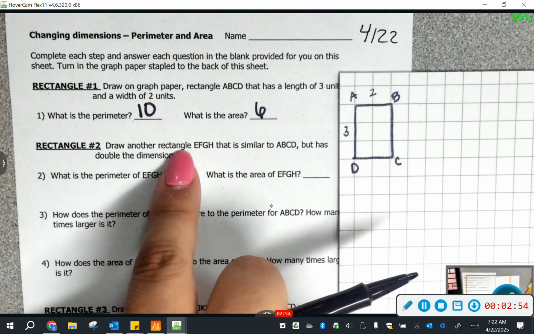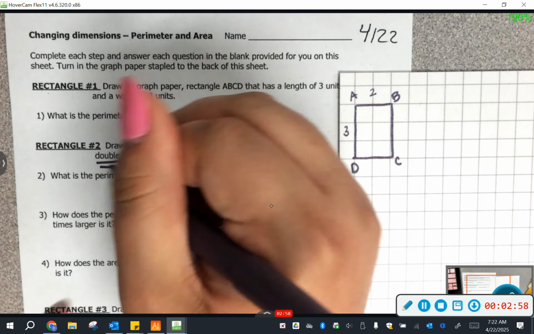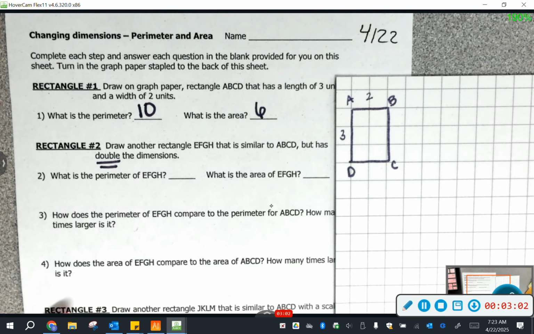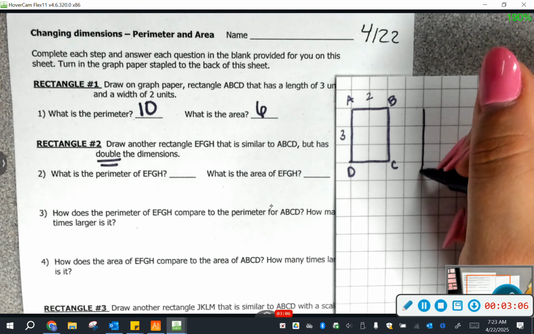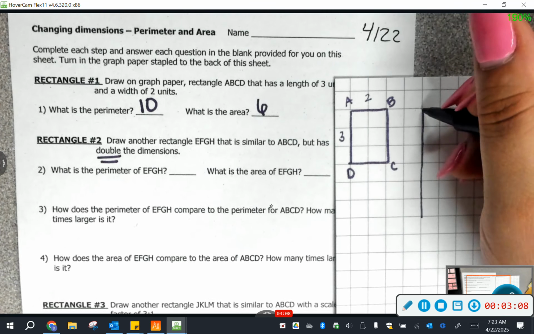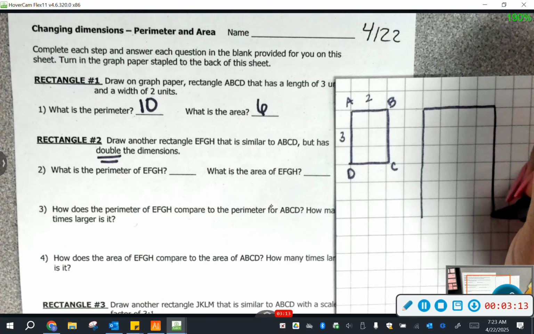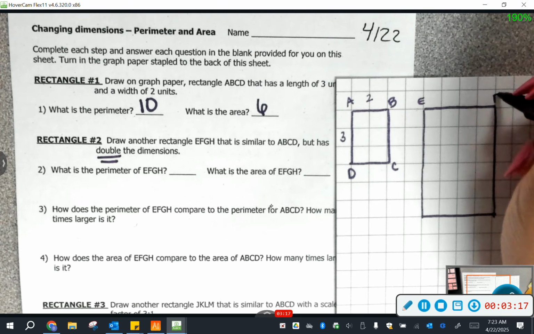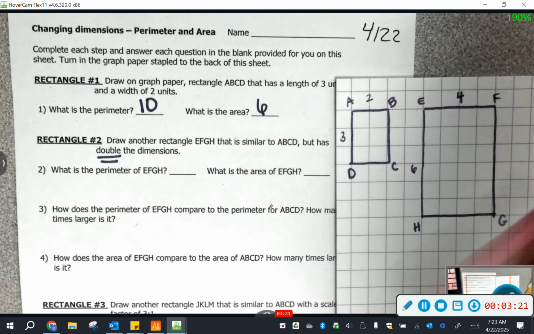Rectangle 2 says draw another rectangle similar to this one, but it wants me to double the dimensions. So instead of a 3 by 2, what am I going to do? 6 by 4. So I'm going to draw 1, 2, 3, 4, 5, 6. 1, 2, 3, 4. And what does it say to name this one? E, F, G, and H. And do we agree this is 6 and 4?